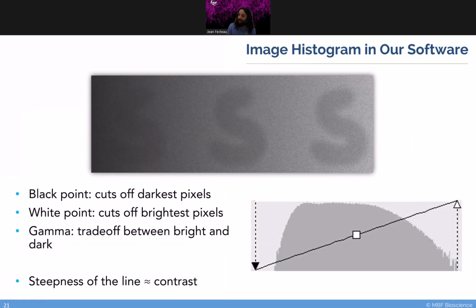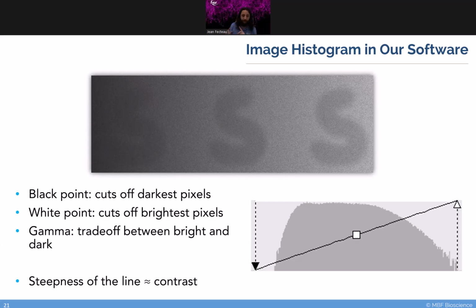Now, in reality, there's going to be a lot more variation in your image than just simple black and white. You'll have many different shades of gray from black to white. And so your histogram is going to look something more like this. Now let's talk a little bit more about those tools I mentioned.